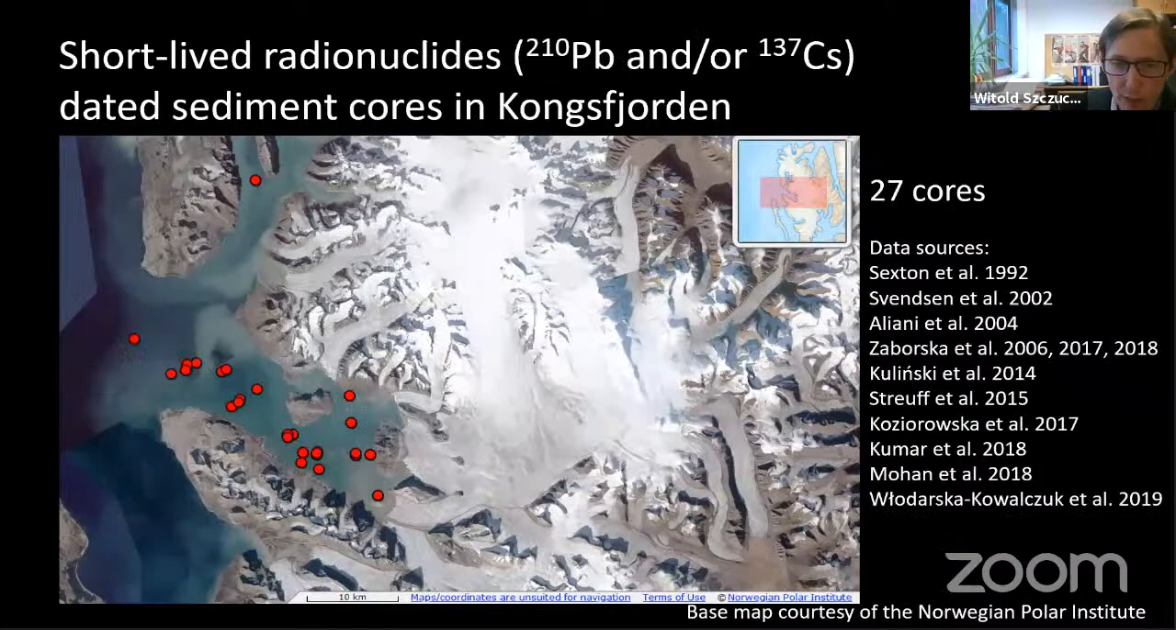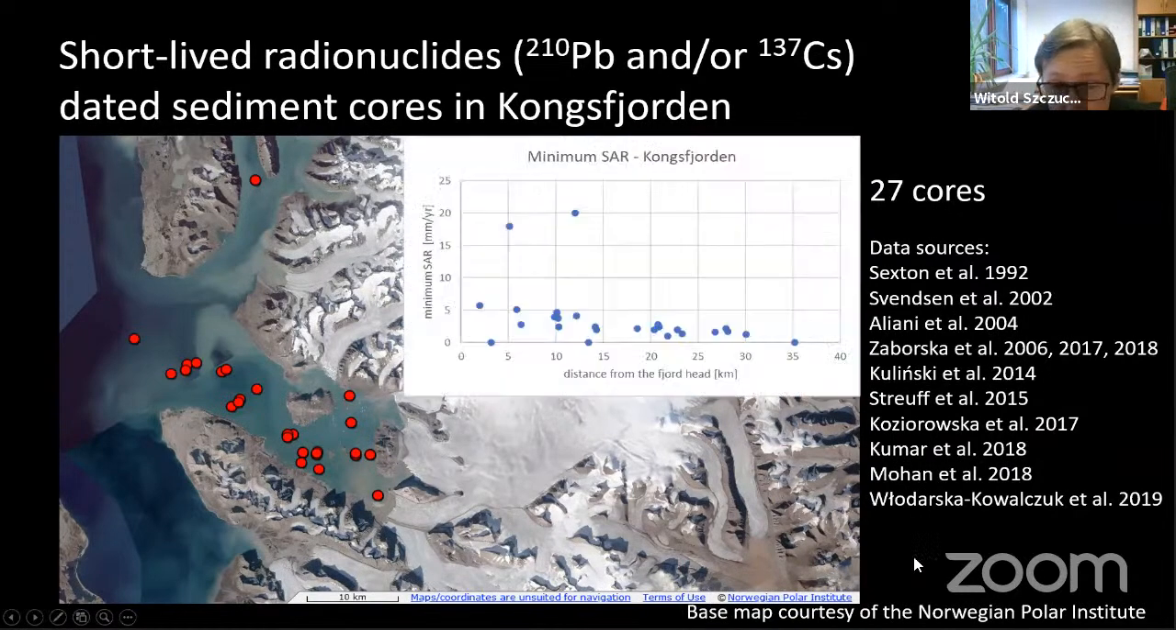So let's have a look at four fjords which are the best studied so far. One of them is Kongsfjorden. Kongsfjorden is a fjord which is supplied with sediments from several large tidewater glaciers. As you may see, we have altogether 27 cores which were dated so far from this region.